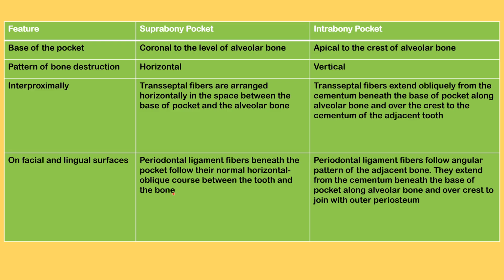Coming to suprabony pocket, on facial and lingual surfaces, periodontal ligament fibers beneath the pocket follow their normal horizontal oblique course between the tooth and the bone. Whereas in the intrabony pocket, periodontal ligament fibers follow the angular pattern of the adjacent bone, and they extend from cementum beneath the base of the pocket along the alveolar bone and over the crest to join with the outer periosteum.